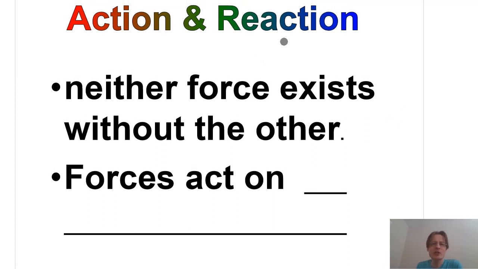Okay, so this action-reaction, they're simultaneous forces. Neither force exists without the other. If one of them's there, the other one's there immediately at the exact same instant. Okay, the forces act on a pair of objects. Crucial to remember that.